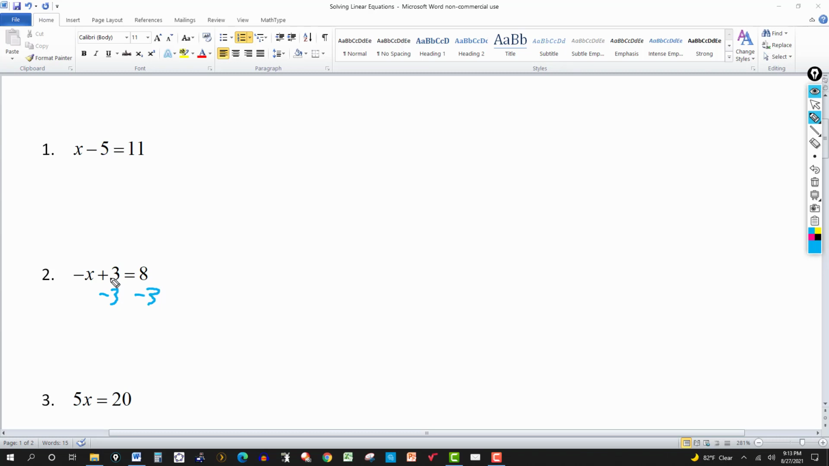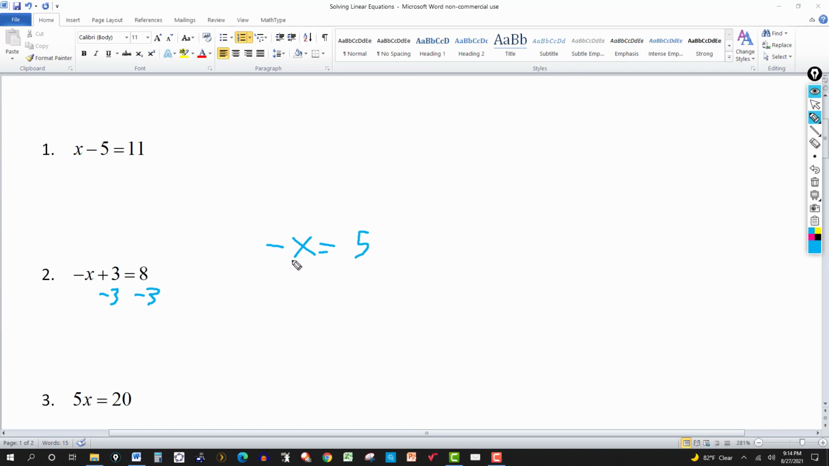Okay, and then I'm going to say, okay, 3 and negative 3 cancels. So on the left side, that leaves me with a minus x. 8 and negative 3, the signs are the opposite, so I subtract the 3 from the 8, and I take the sign of the larger. So in this case, the 8 is larger. So 3 from 8 is 5, and that's a positive 5.